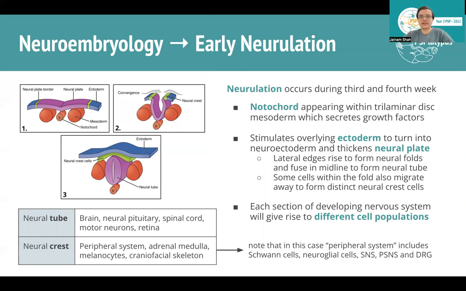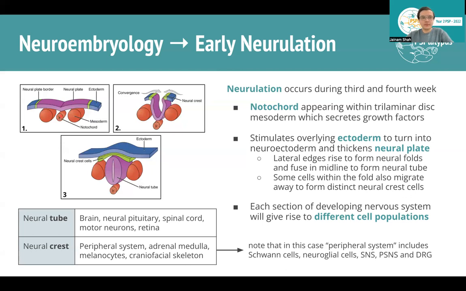What you end up having is firstly the notochord. As you can see in the diagram on the left, you've got a notochord and that appears within the trilaminar disc. Hopefully at some point you've covered the different layers of the trilaminar disc, the bilaminar disc, but within the mesoderm, you get this notochord forming and it tends to secrete some growth factors.